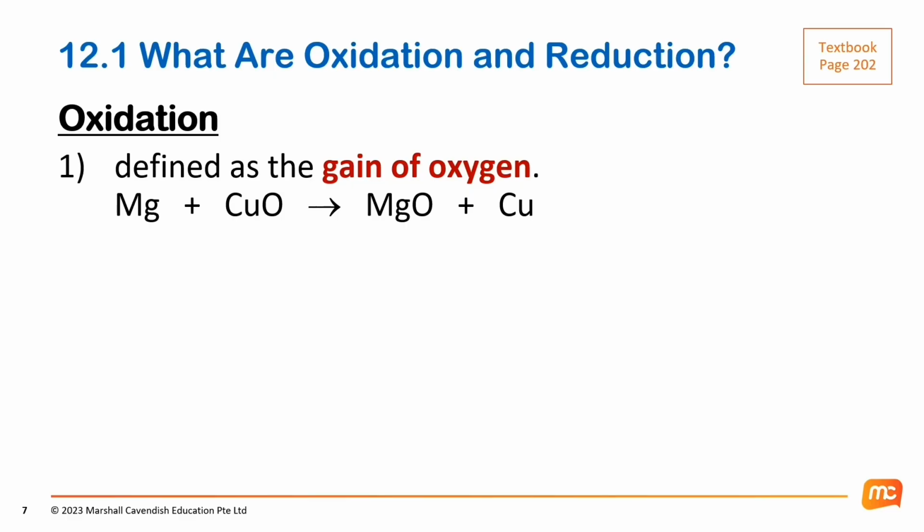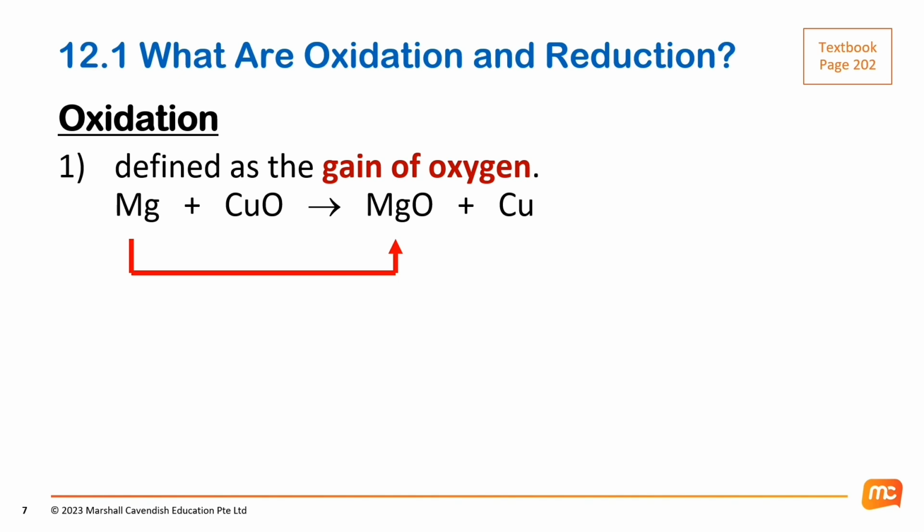So, how can we find out more about oxidation and reduction? Let's first talk about oxidation. In terms of determining oxidation, it can be defined as a type of reaction whereby there's a gain of oxygen. What do I mean by that? Focus on the magnesium, Mg, and you'll notice that it gains an oxygen to become magnesium oxide, or MgO. That would mean that there is an oxidation happening because there's a gain of oxygen for magnesium.